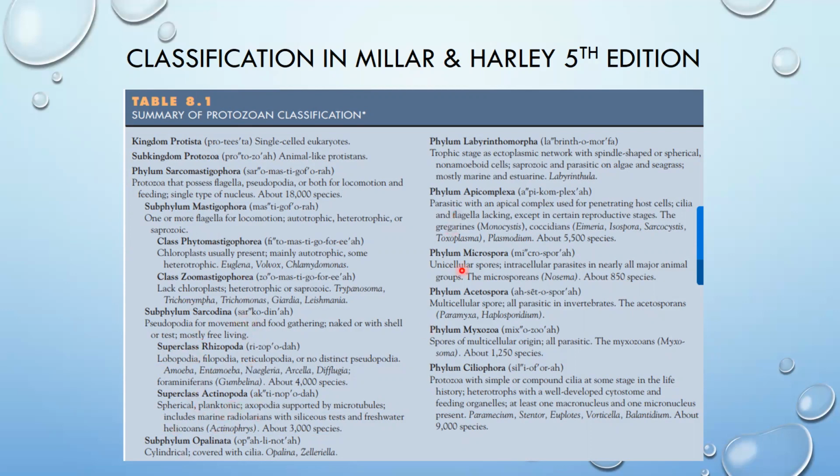Now we have some other subphylum, Opalinita. This one is the 3rd subphylum of the phylum Sarcomastigophora. Now these are the remaining 7 phylums of the protozoans: Labyrinthomorpha, Apicomplexa, Microspora, Acetospora, Myxozoa, and Ciliophora.